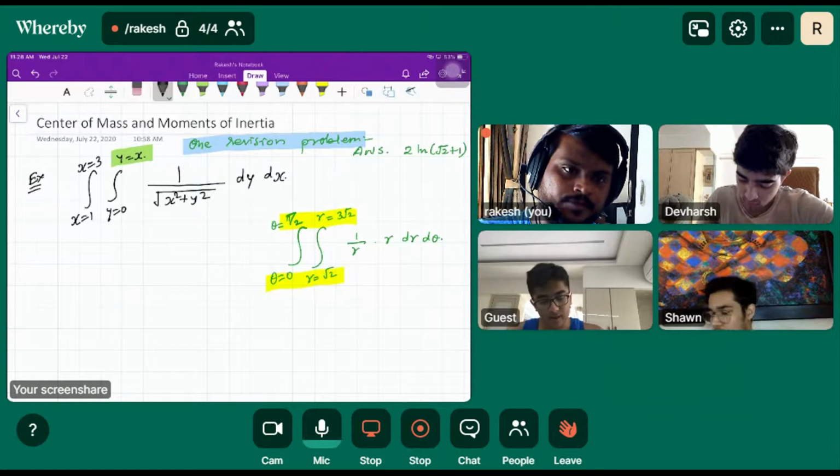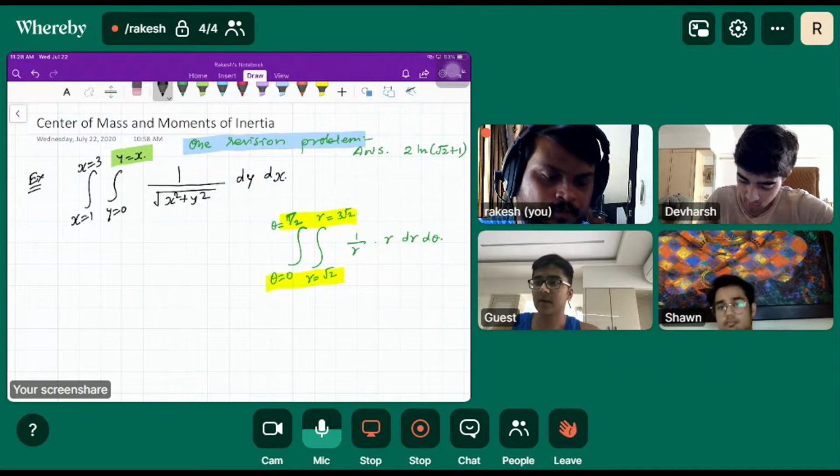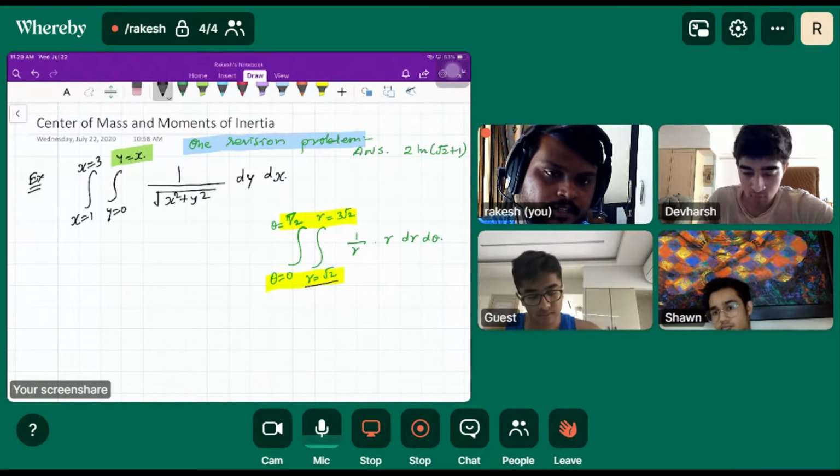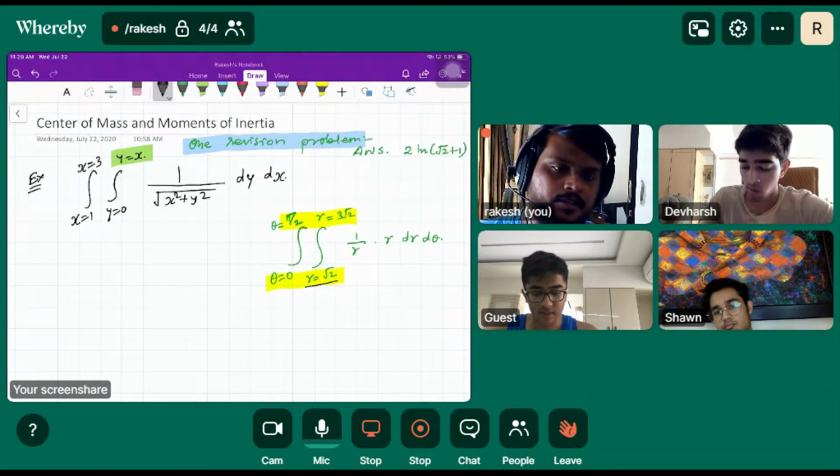No, I got it, but I still want, like, I got it because I did the math. What did you get for r and theta? 0 to pi by 2 for theta. And what about r? Could you show it?